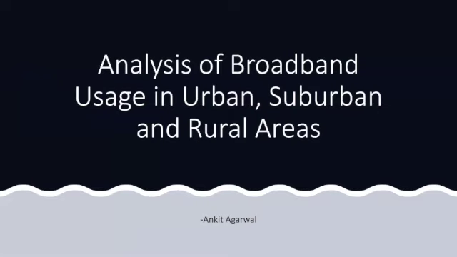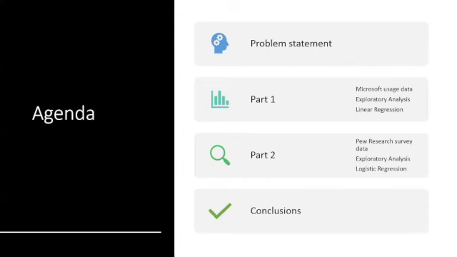Okay, so the topic of my presentation is analysis of broadband usage in urban, suburban, and rural areas. The agenda is pretty much the same as all of yours, but it's split into two parts because I couldn't decide which would be the most appropriate way to approach this kind of problem. So I used two different data sets, and my project is divided into two parts. Once I'm done walking through both parts, I'll talk about my conclusions.